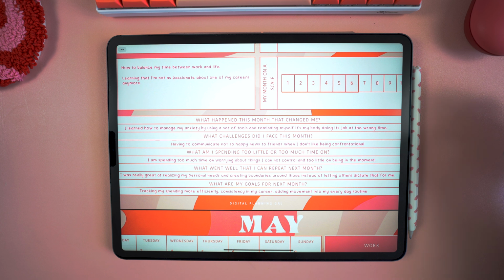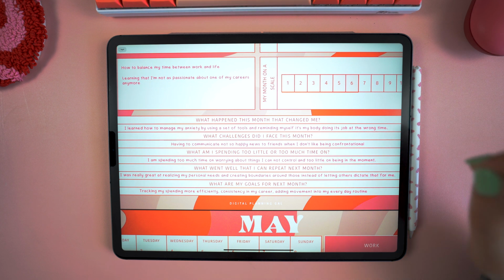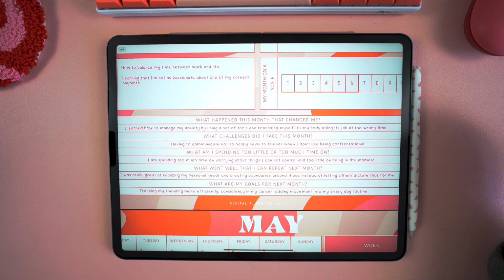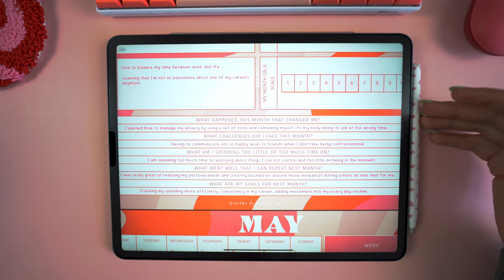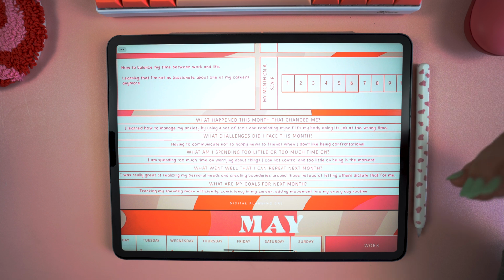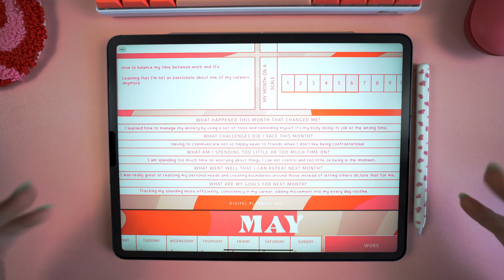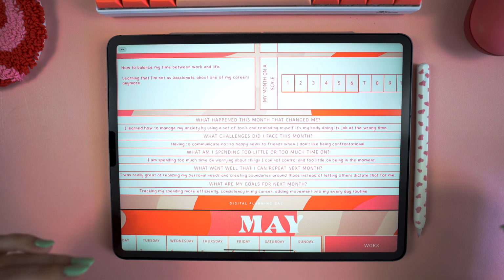What went well that I can repeat next month? I was really great at realizing my personal needs and creating boundaries around those instead of letting others dictate that for me. Since I'm going through a mental health struggle, as I've mentioned here on this spread a lot, I have been having to create boundaries that not everyone is happy about. And of course, it does disappoint some people, but I personally know that it is the best choice for me and where I'm currently at in my life right now. And it gives me that reassurance that I will feel so much better not putting myself in certain situations than I would if I had forced myself to do so.